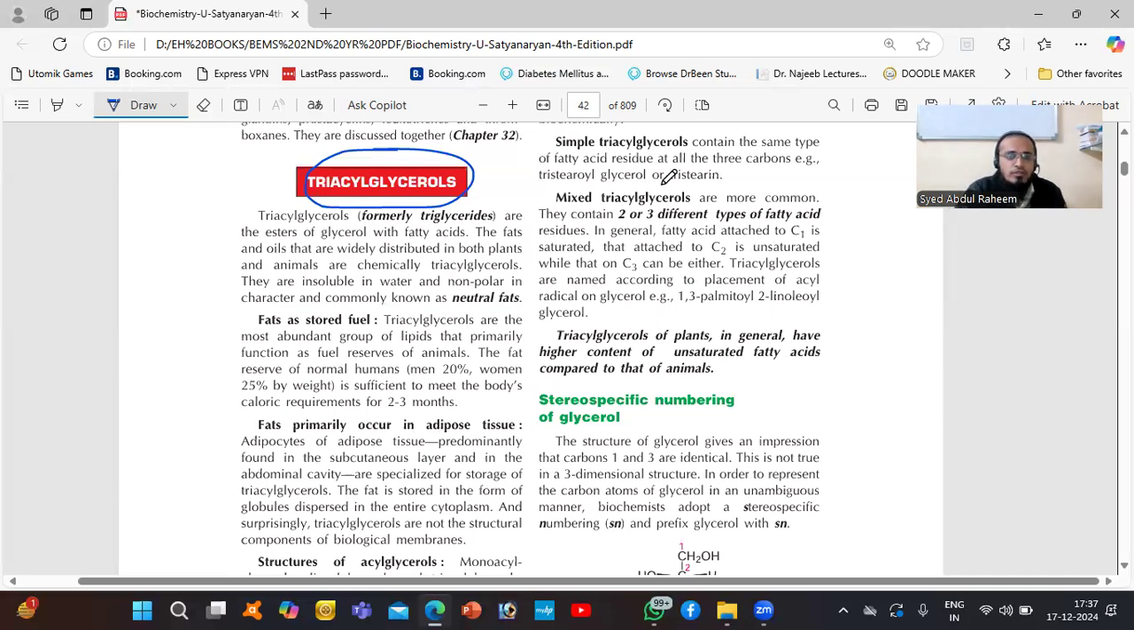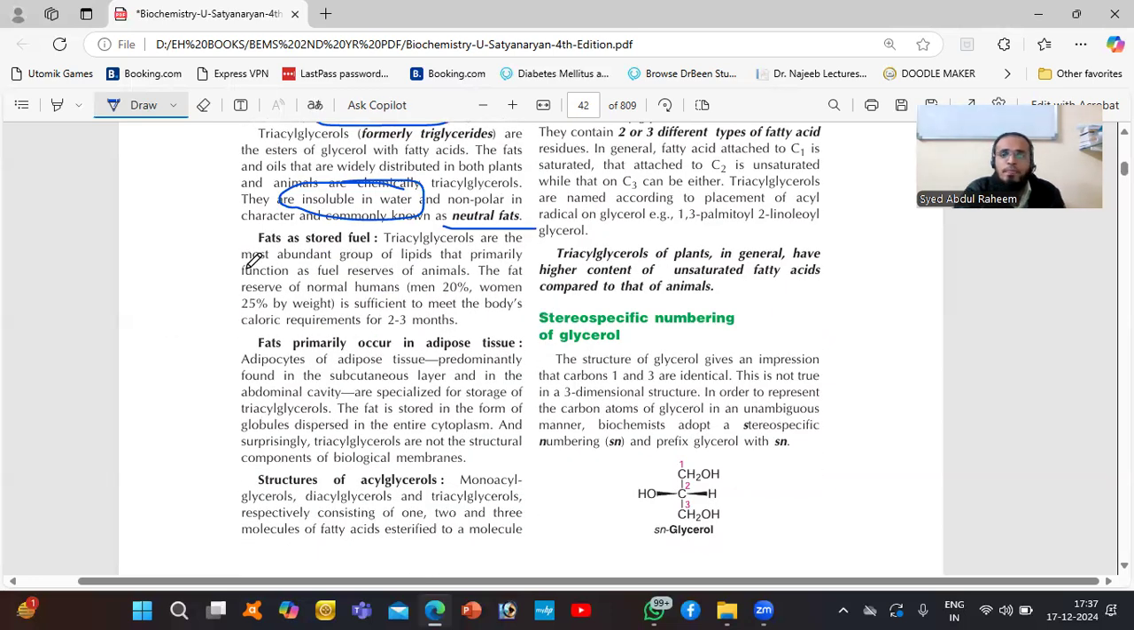So don't confuse it. Triglycerides. Tri means three, glycerols means three glycerols are there. Okay, one fatty acid that has three glycerols. It means triglycerols. The fats and oils that are widely distributed in both plants and animals are chemically triglycerols. They are insoluble in water, non-polar, and characterized as neutral fat. So it is the stored form of fat.